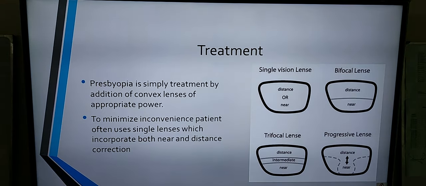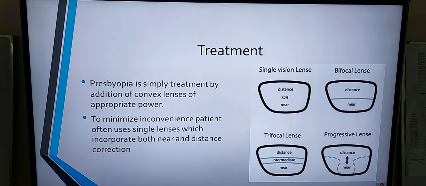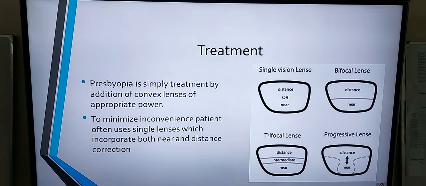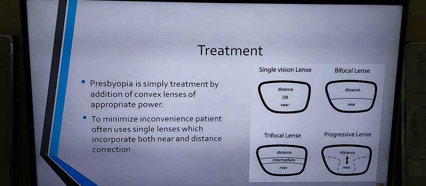Okay, so usually presbyopia is generally treated by using bifocal lenses, trifocal, multifocal, and contact lenses as well. In today's presentation, we'll only be discussing the bifocal lenses and the various types used. Basically, bifocal lenses are used to minimize the inconvenience of the patient using two separate glasses for distance vision and near vision as well.